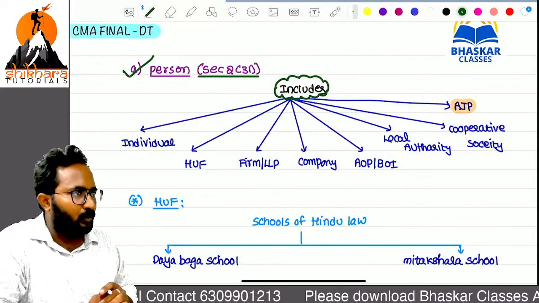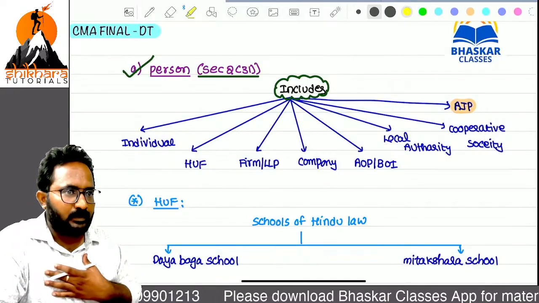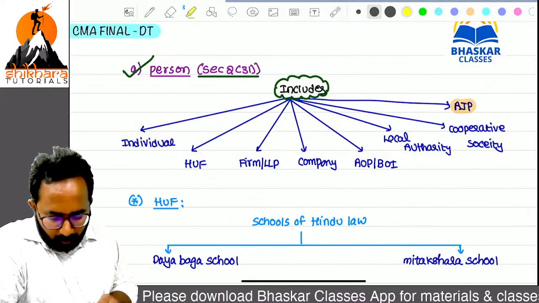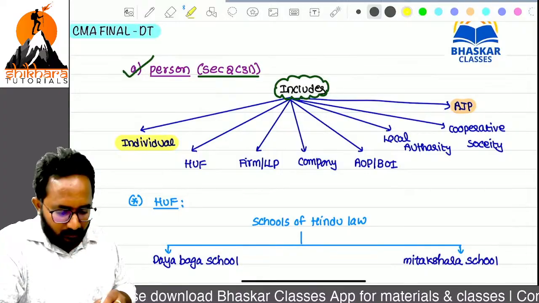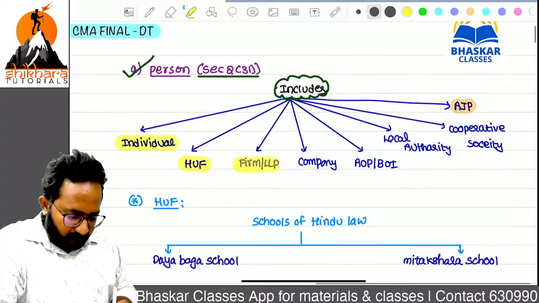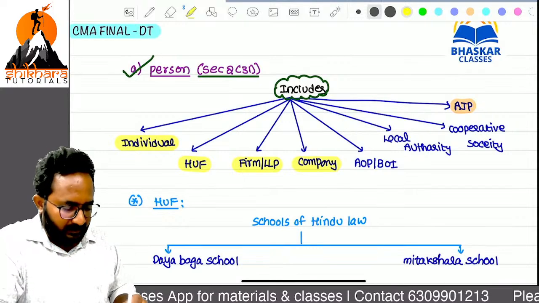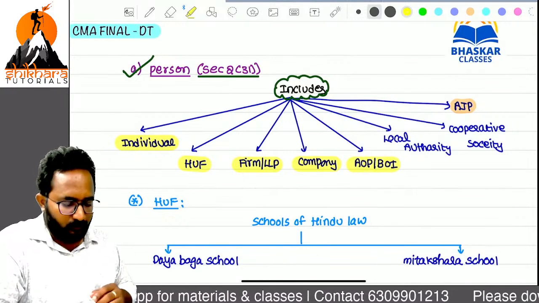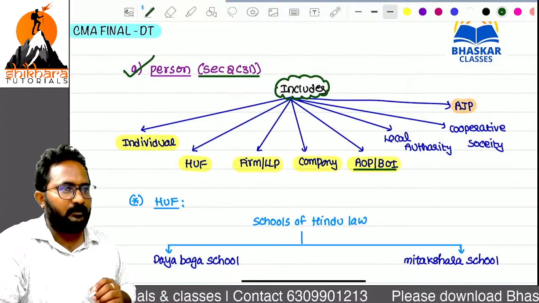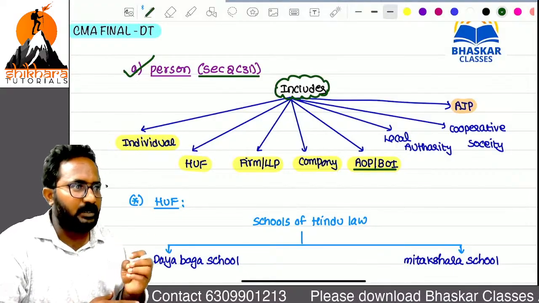What is it? Includes. Simply, if I want to start a business, in which form can I start it? All those forms are the person definition. I can do business as an individual, or using my family members' support, as an HUF. Along with partners, a firm or LLP. Next, company. Next, AOP, BOI - association of persons, body of individuals.